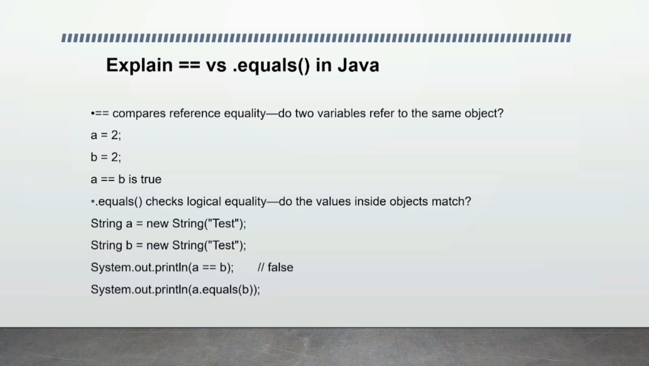But when you are using the equality operator with objects, it compares the references, not the content, because objects are stored in the heap area which has references. So it compares the references, not the content.